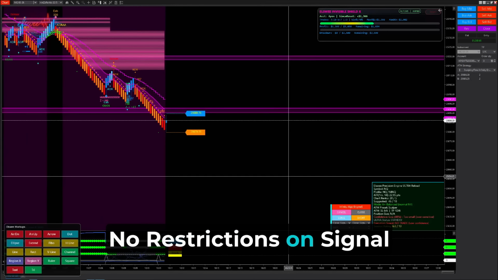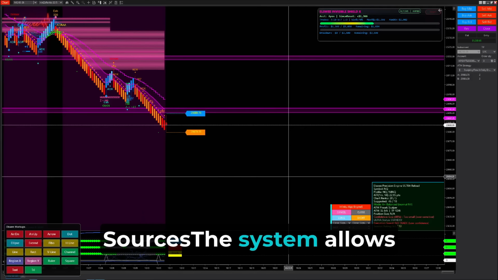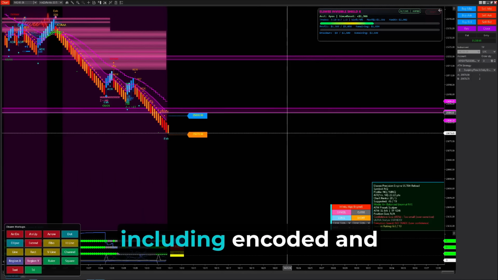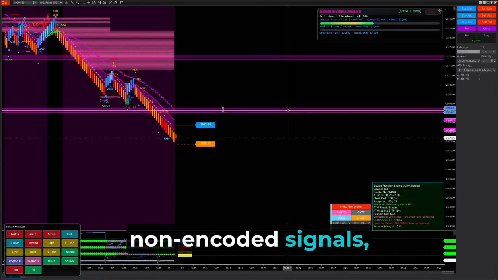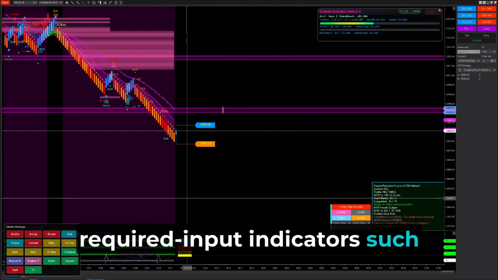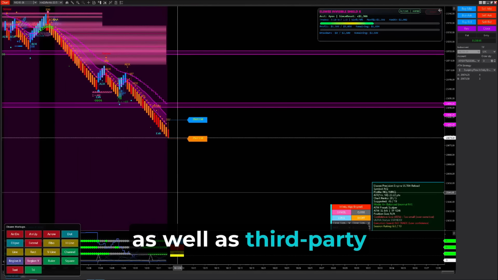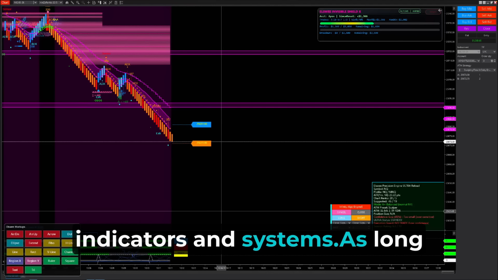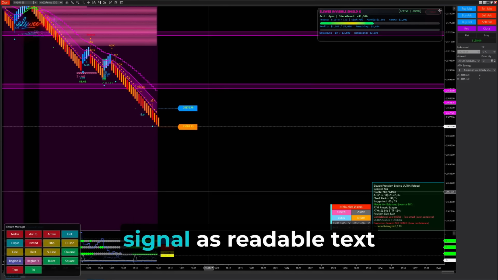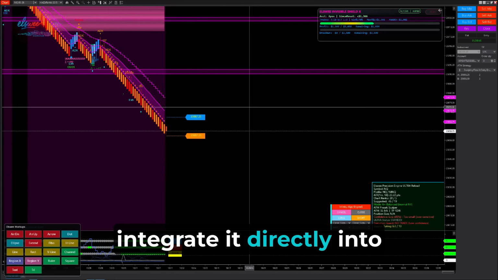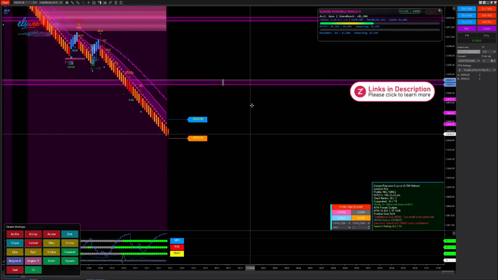No restrictions on signal sources. The system allows multiple signal sources to be combined within a single strategy, including encoded and non-encoded signals, required input indicators such as multi-timeframe fusion and multi-instrument synergy, as well as third-party indicators and systems. As long as an indicator outputs its signal as readable text on the chart, the system can interpret it and integrate it directly into the strategy logic.